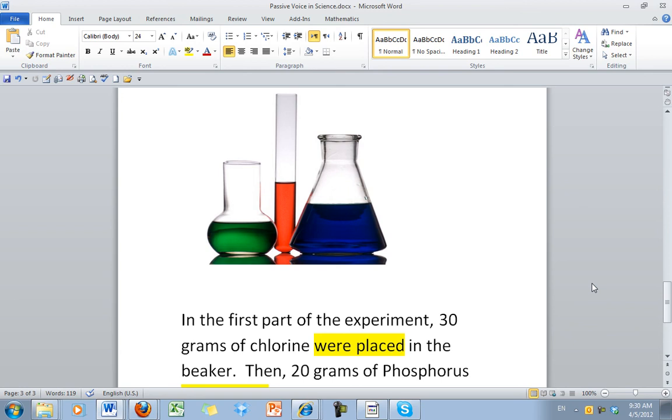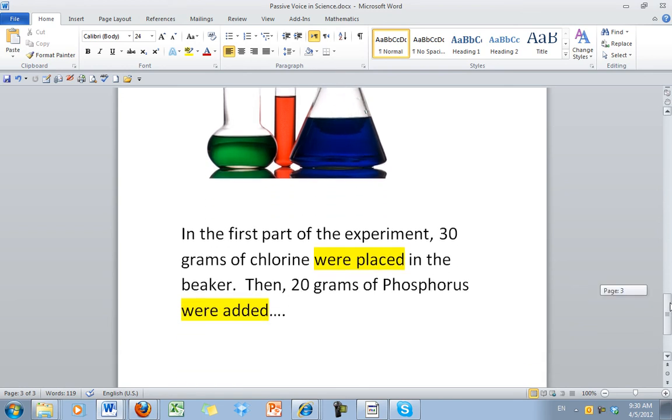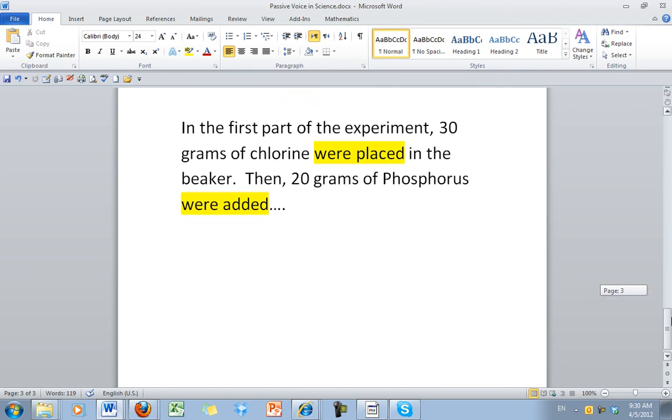Another example of passive voice in scientific writing is sometimes students write reports on lab experiments or other activities where the doer of the action is obvious. It's the student. So passive voice is a really good choice here. For example, in the first part of the experiment, 30 grams of chlorine were placed in the beaker. Then 20 grams of phosphorus were added.